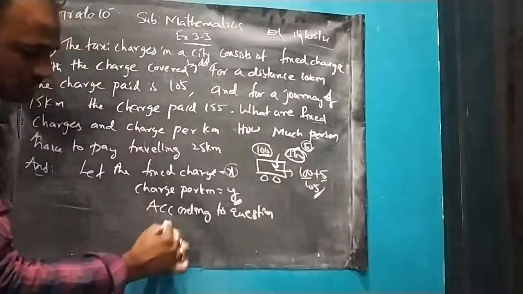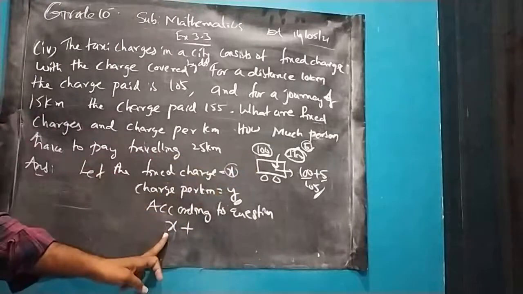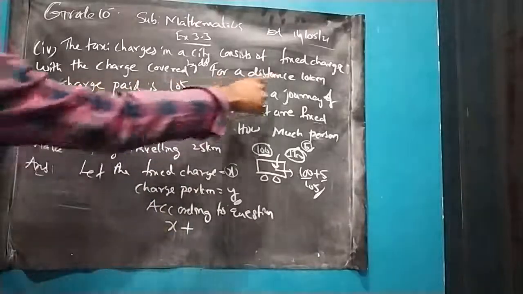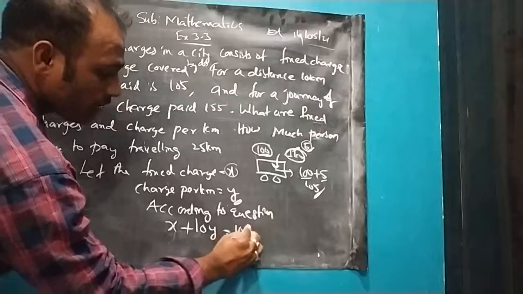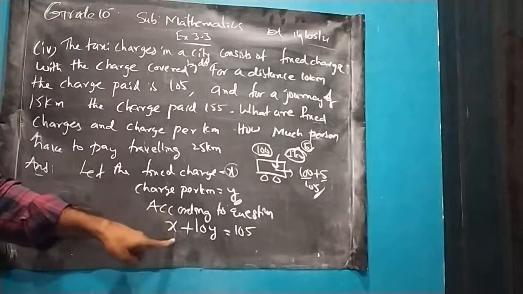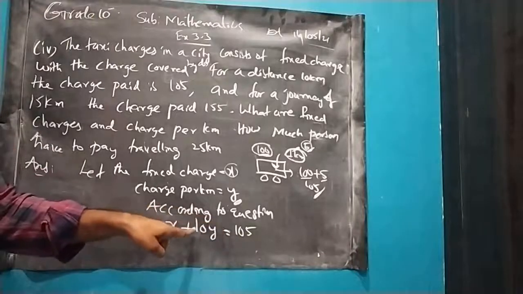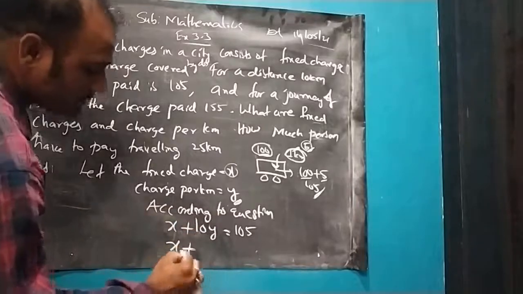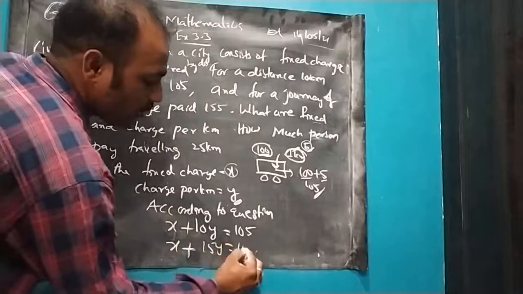So fixed charges is how much? X. If you got into the taxi means you have to pay X rupees, no doubt. Plus how much distance you have traveled for the first time? 10. So 10 into Y is equal to 105. See, this is the fixed charge. This is charge per kilometer. So how many kilometers you have traveled? 10. 10Y. If you have traveled 20 means 20Y. So second equation, X plus how many kilometers you have traveled here? 15Y is equal to 155.